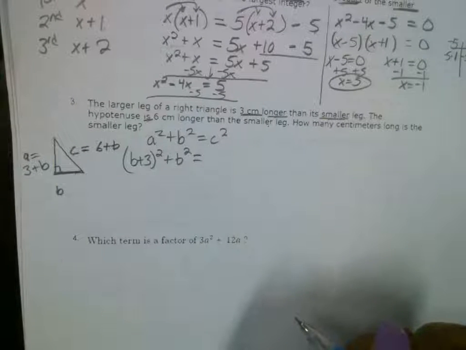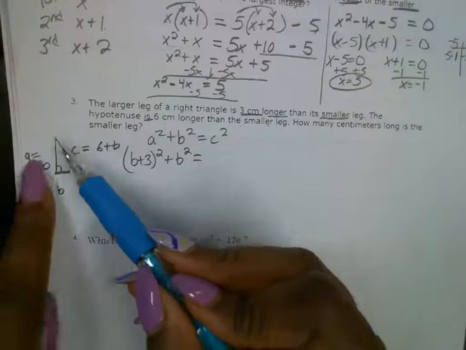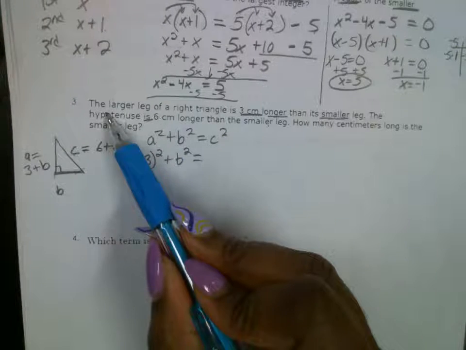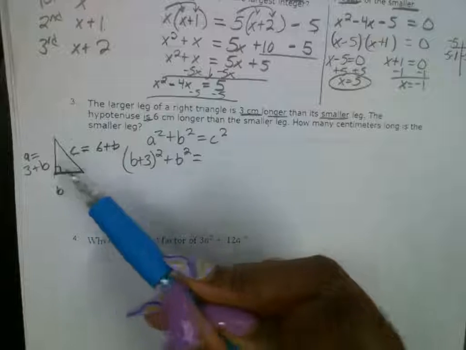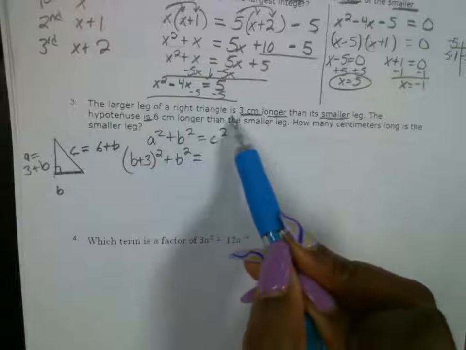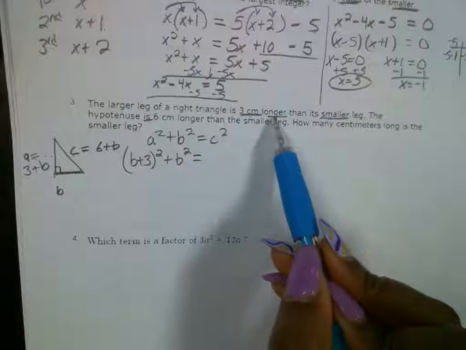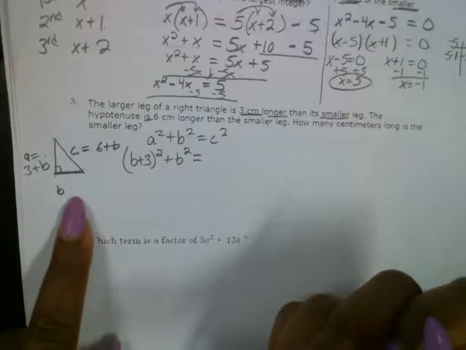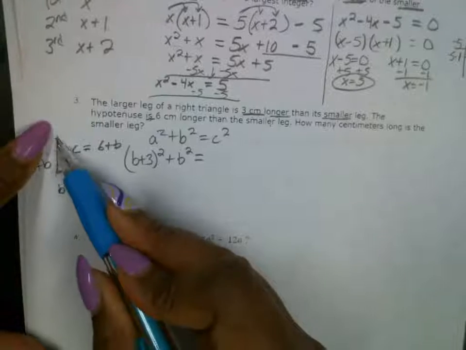All right. Yes, babe. How'd you get the B plus 3? Right here, do you agree that this side is A, this side is B, this side is C? Okay, the first sentence says that the longer leg, these are my legs. Which one is longer, A or B? A is longer. So A is, because that's the longer one, 3 centimeters longer than the small. So that means it's 3 plus the small, which is B. Do you see that? Do you understand that this is longer than this one?